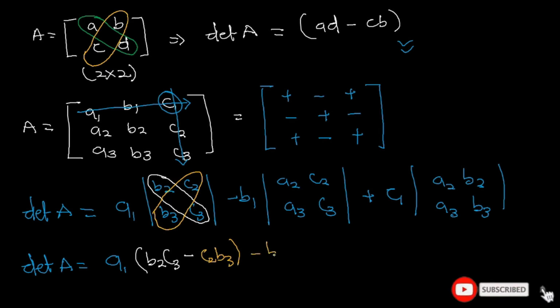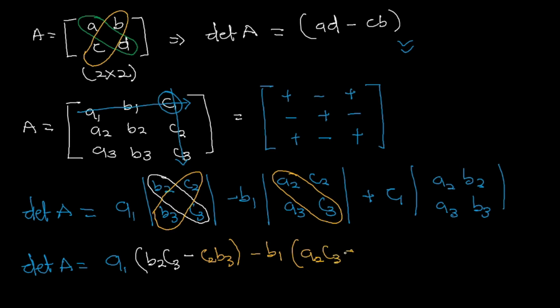So this becomes minus what? B1, then into bracket we multiply this leading diagonal first. So it becomes A2 C3, then minus the following diagonal, that becomes C2 A3, then plus C1 into bracket, then we multiply the leading diagonal, which is A2 B3, then minus A3 B2. Okay, so this is how we find the determinant of a 3 by 3 matrix.